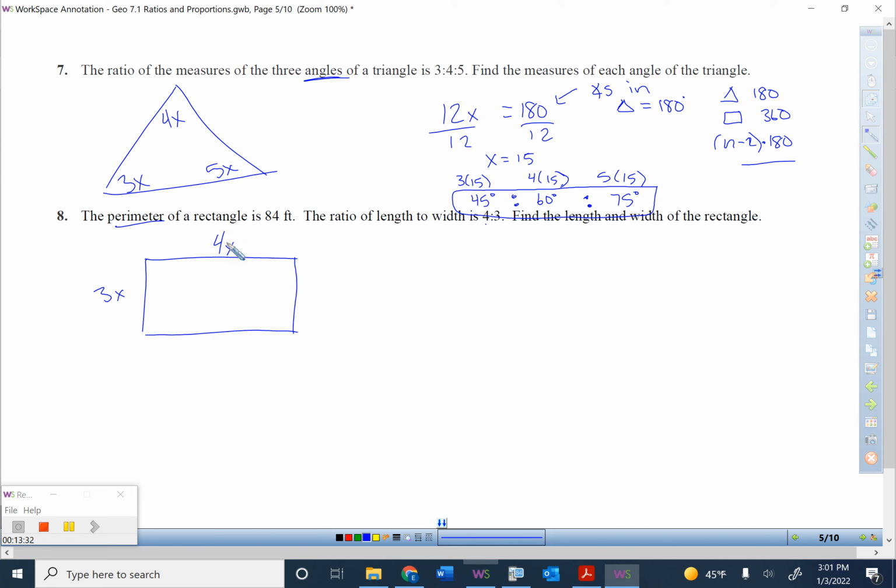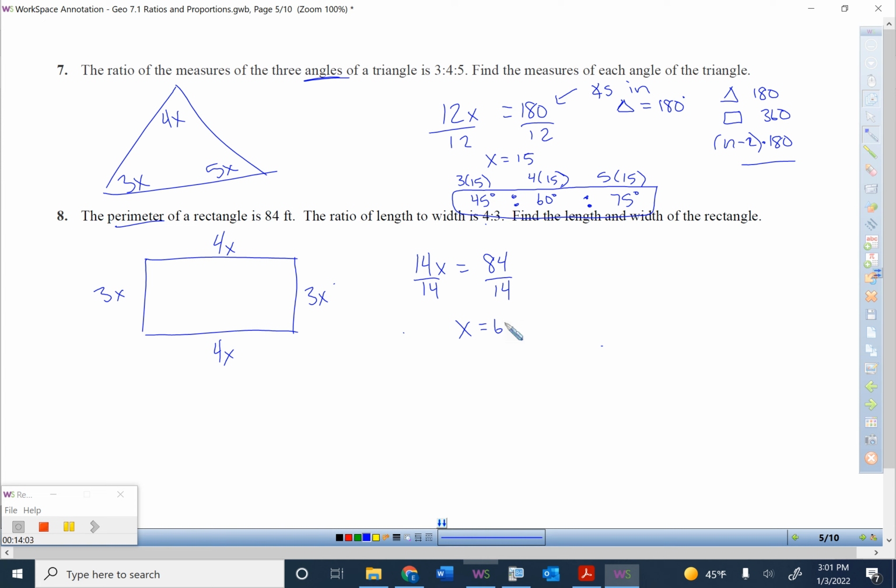Okay, but if it's perimeter, we have to add up all of the sides. Okay, remember, if it's a rectangle, opposite sides are the same. So we can put those pieces on all of the sides there. And same process, perimeter, we just add them all up. So we've got 14x for this one. And we're setting it equal to 84. All we have to do is solve that, divide by 14 on both sides, and x equals 6.